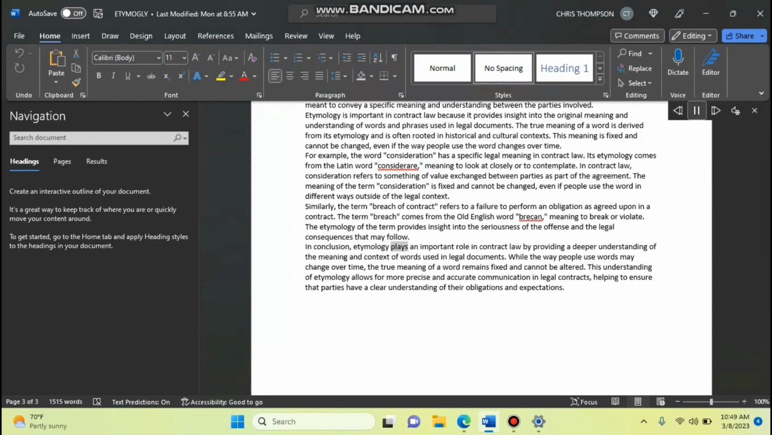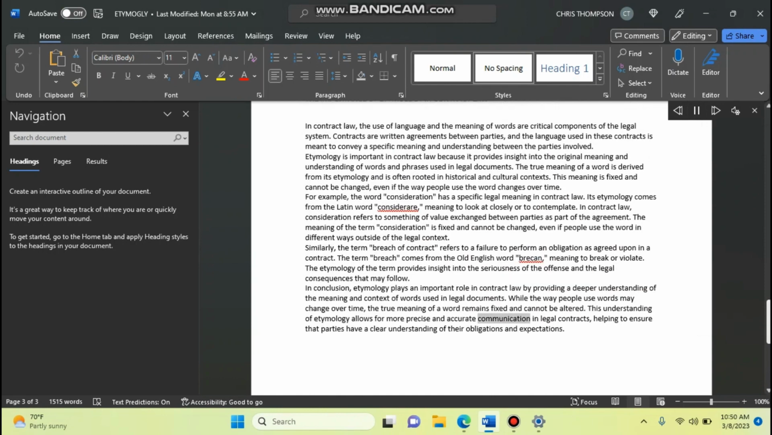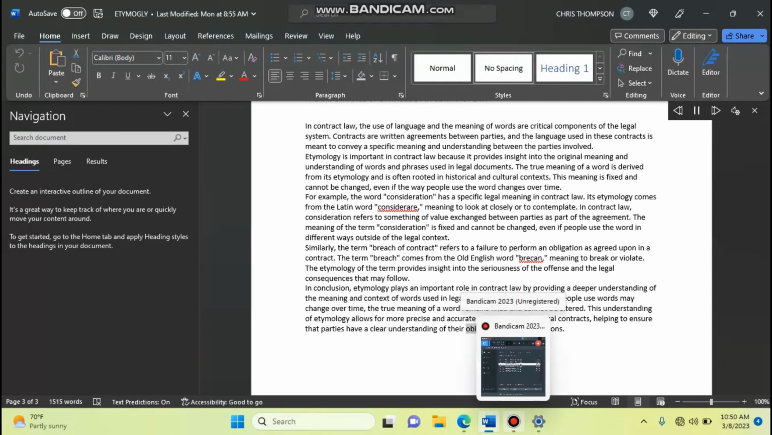Conclusion: etymology plays an important role in contract law by providing a deeper understanding of the meaning and context of words used in legal documents. While the way people use words may change over time, the true meaning of a word remains fixed and cannot be altered. This understanding of etymology allows for more precise and accurate communication in legal contracts, helping to ensure that parties have a clear understanding of their obligations and expectations.